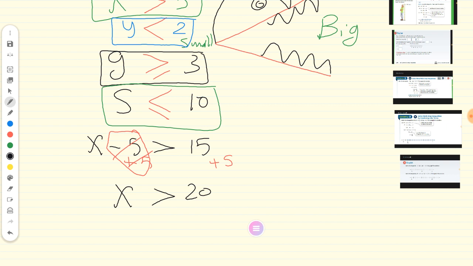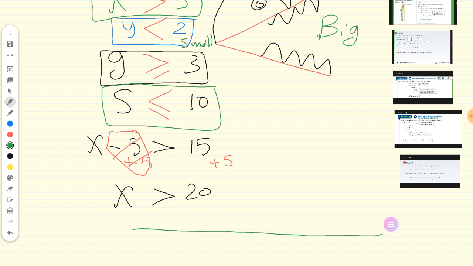Actually, the exact value of x is not one digit or one number. It's a lot of numbers. Greater than 20, so it can be 21, 22, 23. So I can't write it as a set of numbers because it's an infinite number. But I can represent it on the number line as follows.